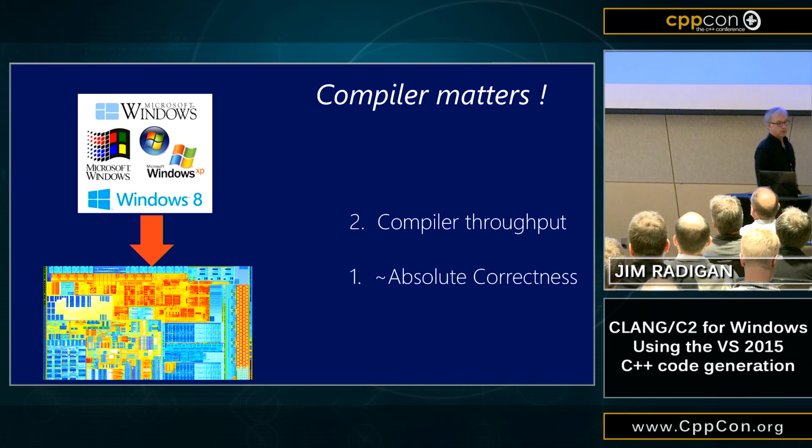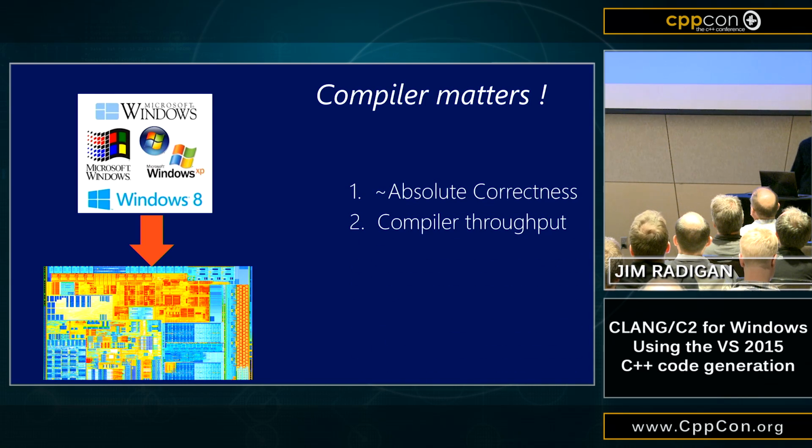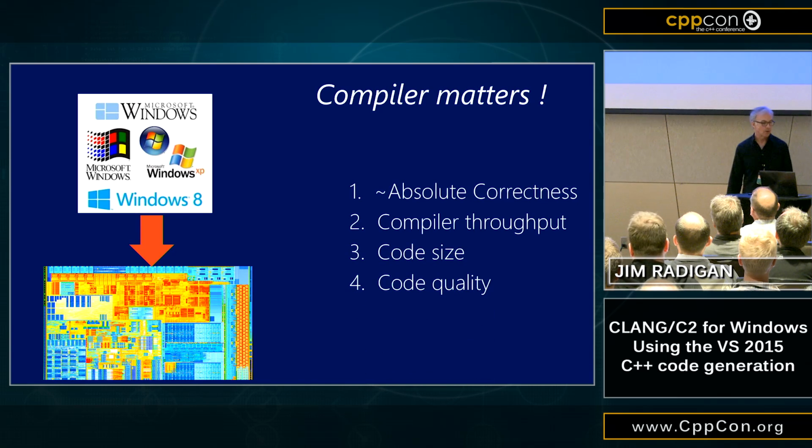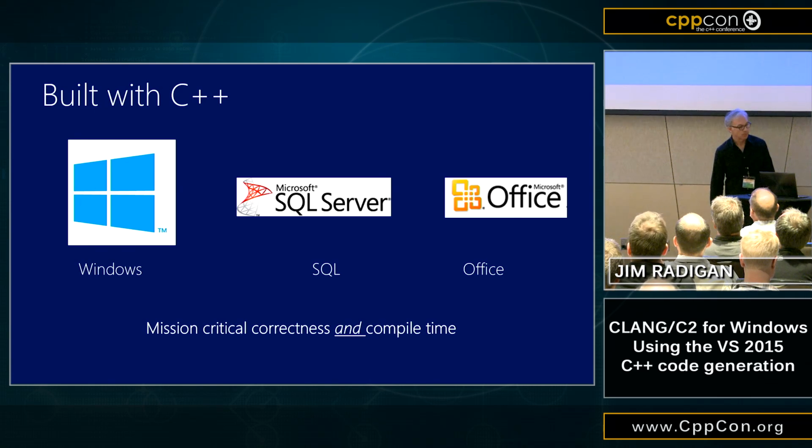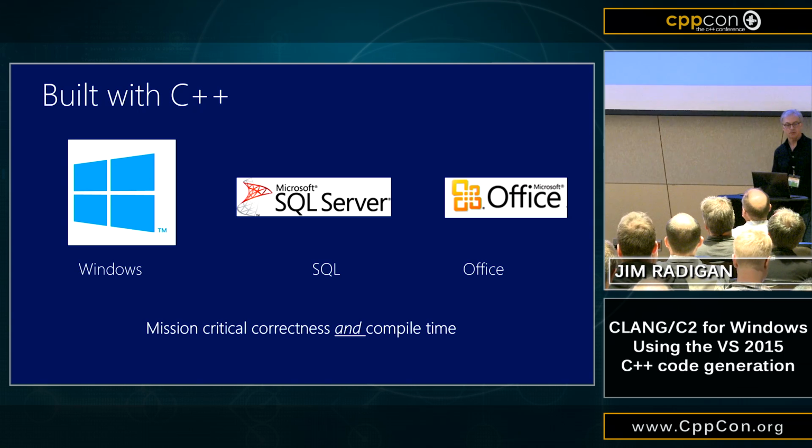So we worry about throughput, absolute correctness. Anybody catch that? I'm just making sure everybody's paying attention. Code size, code quality. We build all of these across the company. We build Windows quite a bit, but we build SQL and Office at least every 3 months to make sure everything's correct, and go through the enormous validation that's required.